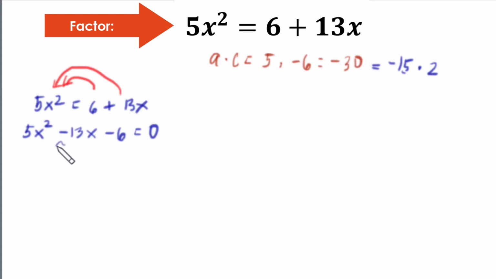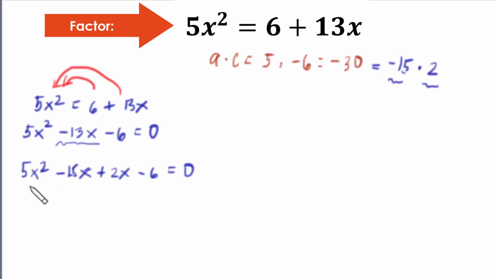This negative 13x will be written as the factors. So it will be 5x squared minus 15x plus 2x minus 6 equals 0. So this 15 and 2, those are your factors. Again, we simply rewrite negative 13 as the sum of the factors. Then the next thing we need to do is to group.